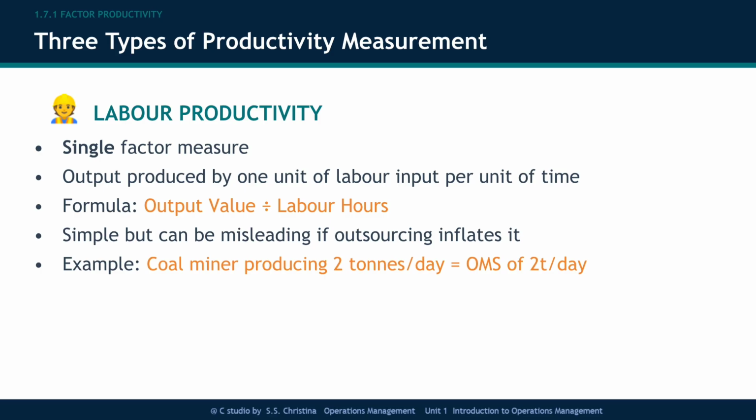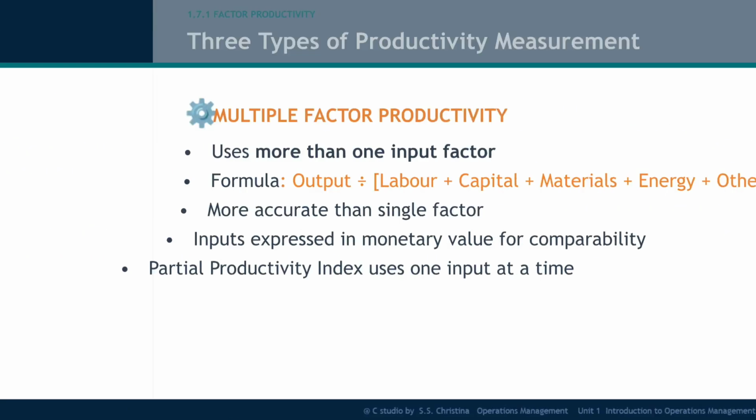If a company outsources half its workforce to external contractors and its own headcount drops, labor productivity appears to rise because the denominator drops while output stays the same. Nothing actually became more efficient. This is why single-factor measures can be very misleading.